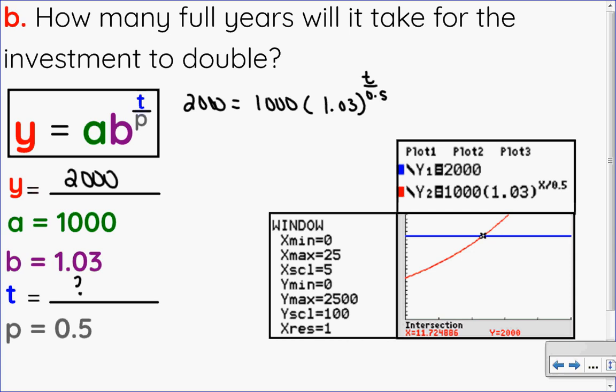So this intersection point right here is at an x value of 11.7. So I want to know, do I round it at 11, which would be below that, or 12, which would be above it? I want to know the number of full years. So at 11 years, you can see I am below 2,000. At 12 years, you can see I'm above 2,000. So if I want to know the number of full years that it's going to take, it is going to take 12 full years. So when we can't solve something algebraically, all we can rely on is solving it graphically.